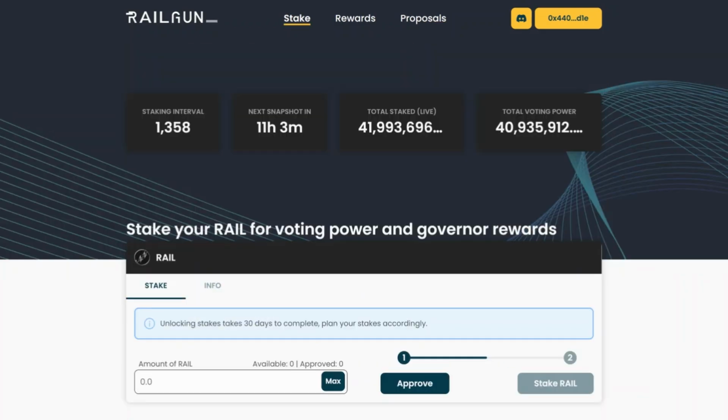That's it. You are now ready to start earning active privacy rewards as a function of participating in the Railgun governance system.